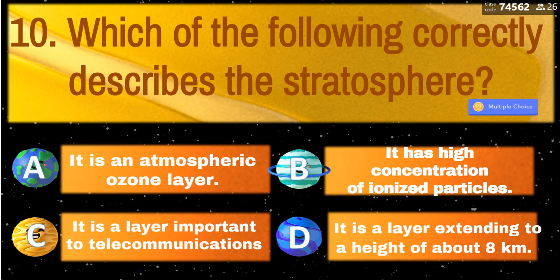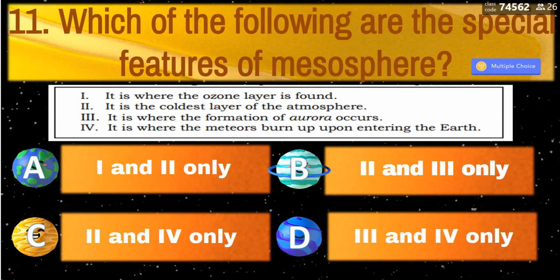Super. That is correct. It's letter A. It is an atmospheric ozone layer. Let's proceed with question number 11. Which of the following are the special features of mesosphere?